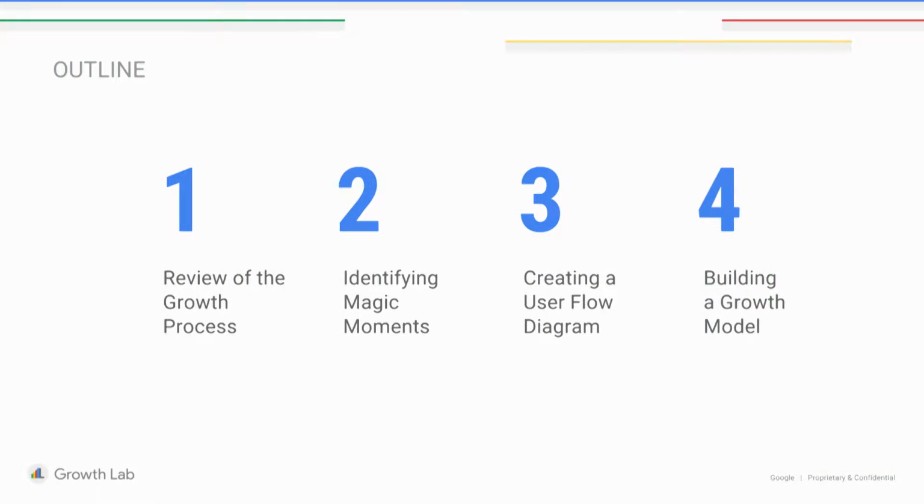In a prior video, I gave a quick overview of the product growth process, and what I'd like to do now is dive in a little deeper. We'll be covering 4 different areas. The first is the growth process itself, a quick review just to frame things. Then we'll get into magic moments and how you identify them, how you create a user flow diagram, and then how you build a growth model.